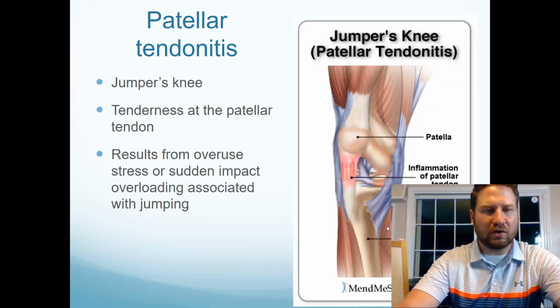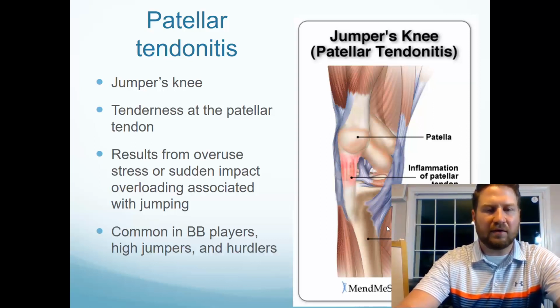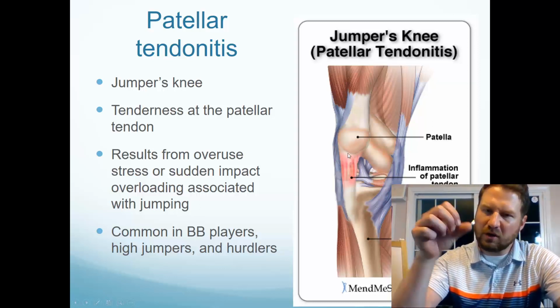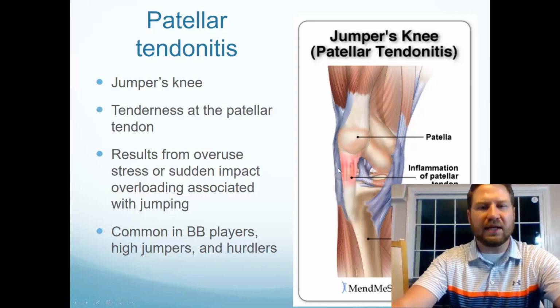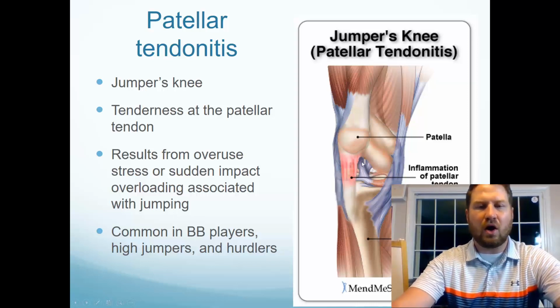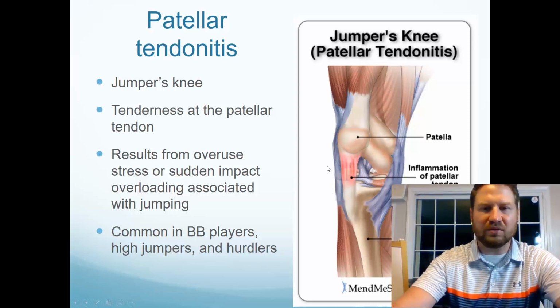Patellar tendinitis, also called jumper's knee. Okay? Tenderness at the patellar tendon results from overuse or sudden impact overloading associated with jumping. So if you have someone, the tell-tale sign is going to be at the inferior pole of the patella. You throw your thumb up in there and they don't like it. Okay? Because it's inflamed. It's an itis. It's inflammation. Common in basketball players, high jumpers, and hurdlers. Anybody who does a lot of jumping or a lot of running on hard surfaces is prone to getting this.